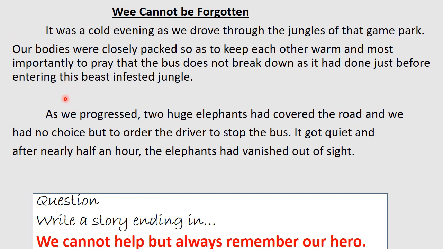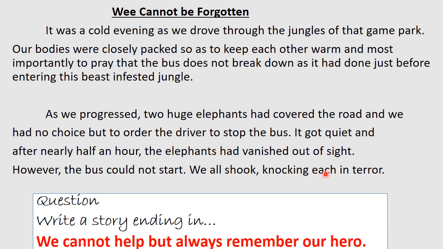So this is what happened now. 2 huge elephants, which made everyone quiet and scared. Then the elephants disappeared. Wow, that's good. So why are we reading this story? Let's go to the next paragraph.